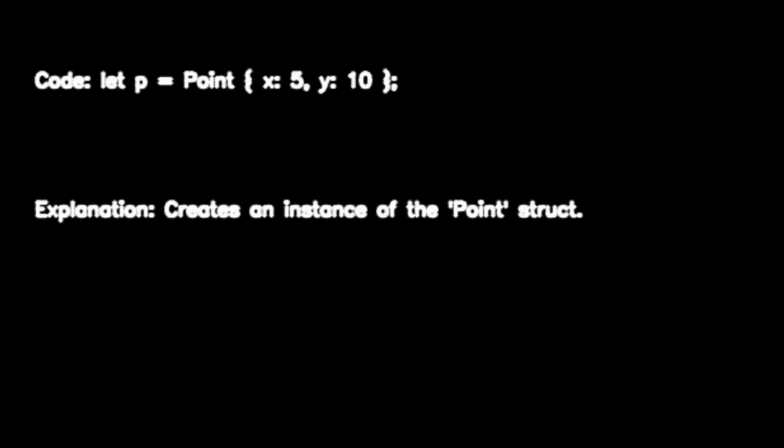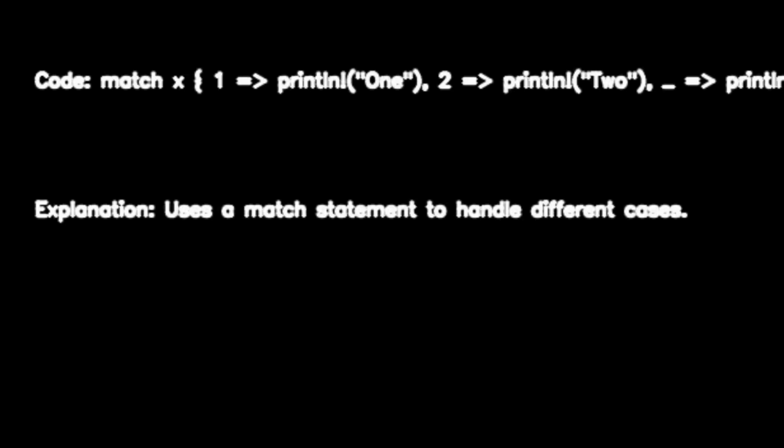Code. let p = Point { x: 5, y: 10 }. Explanation. Creates an instance of the Point struct. Code. match x { 1 => println!("1"), 2 => println!("2"), _ => println!("other") }. Explanation. Uses a match statement to handle different cases.